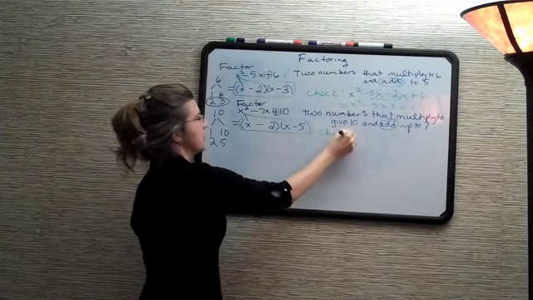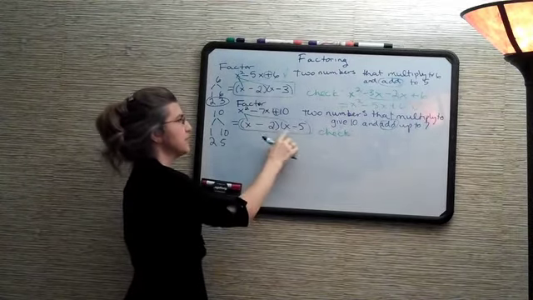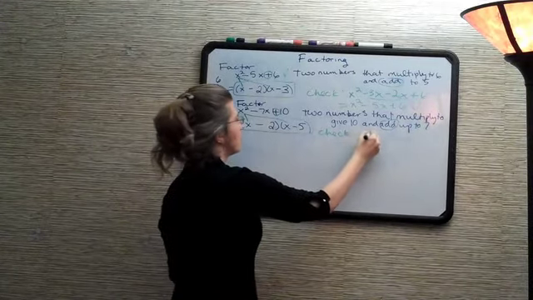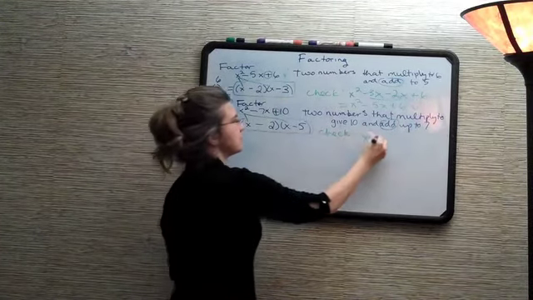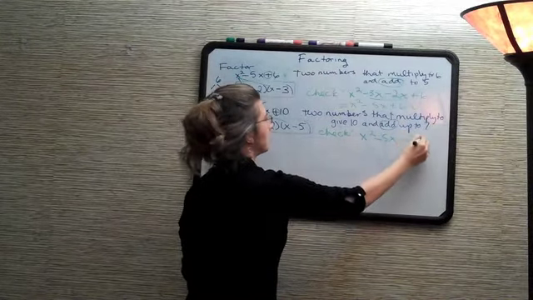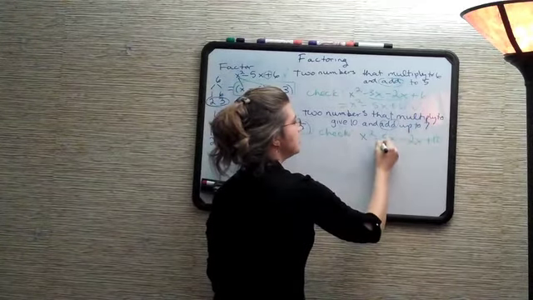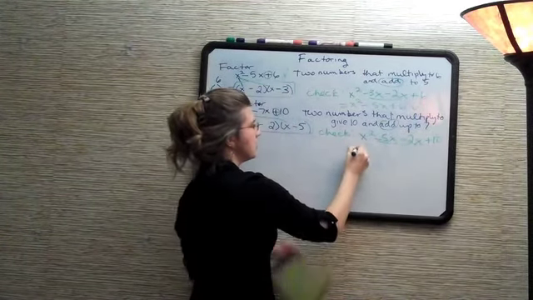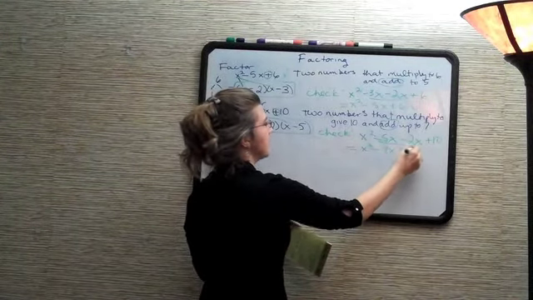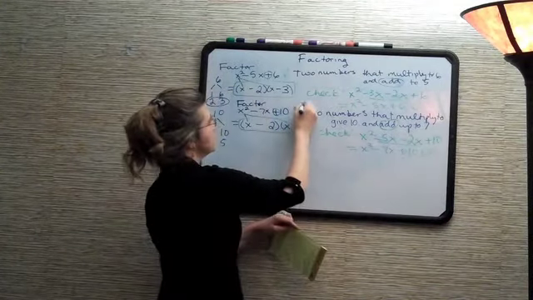Again, we're going to use FOIL. We multiply first times first, outer times outer, inner times inner, and last times last. So we get x squared minus 5x minus 2x minus 2 times minus 5 is plus 10. These two are like terms, so they add up to give us x squared minus 7x plus 10. Note that this is an exact match for what we started with, and thus this checks.